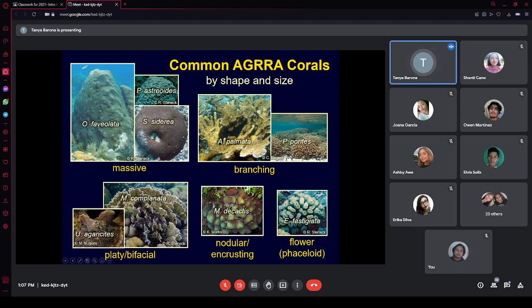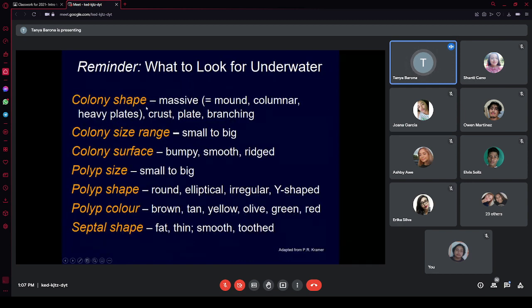But there are key things to look for when identifying a coral, and that includes the colony shape, the colony surface, if it's bumpy or smooth, the polyp size, if it's big or small, polyp shape, polyp color, and septal shape. But this is very detailed. For basic coral identification, it's not necessary to look at that.